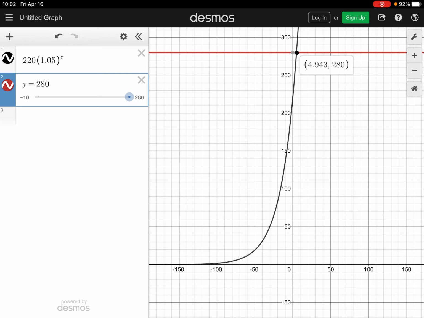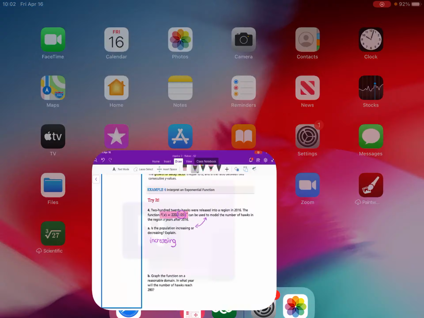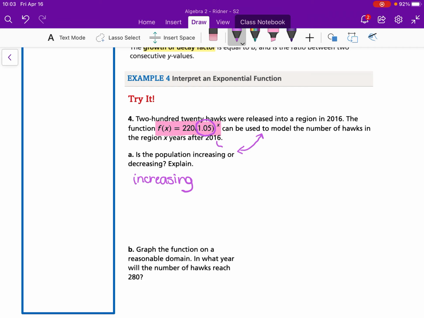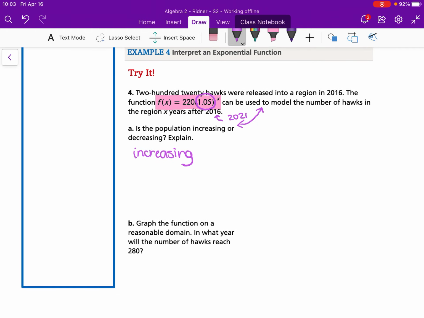Okay. Or let's see, actually, sometime before the 5th year it will reach 280, right? So before the 5th year. If we go back and look at our problem, 2016 is when we started. 5 years from that is 2021. By then, it will have surpassed. Once it hit 5 years, it would be over. It would hit sometime in the 4th year. So 2016 plus 4 is in 2020.